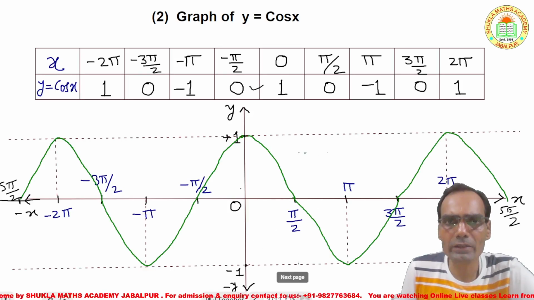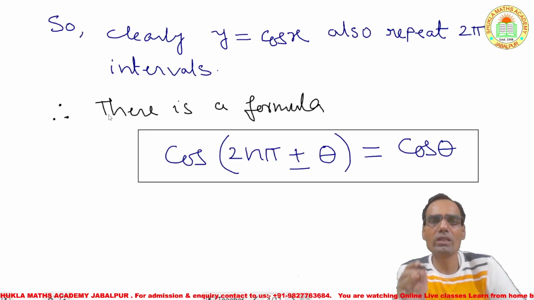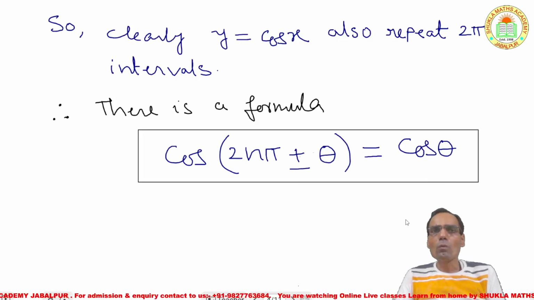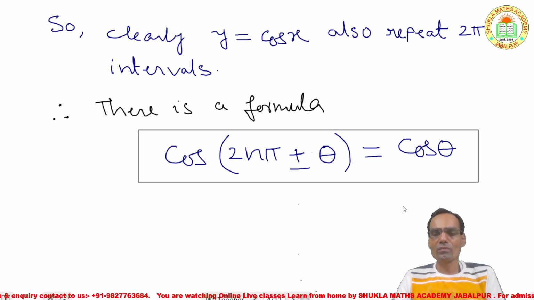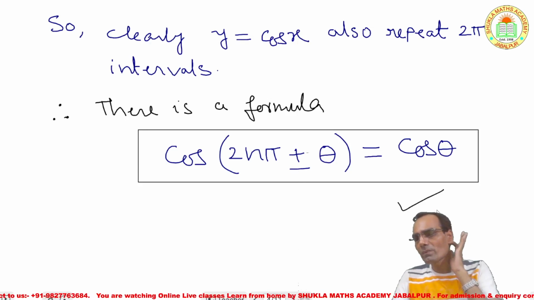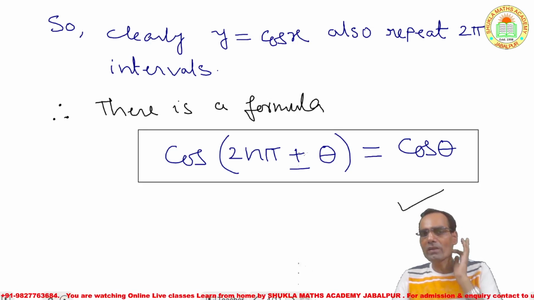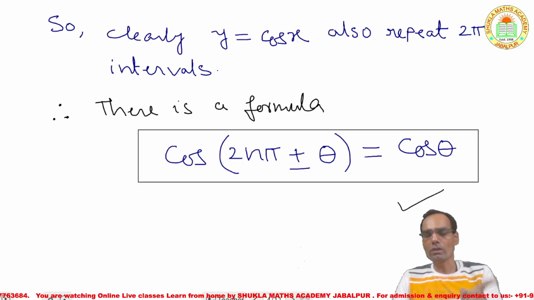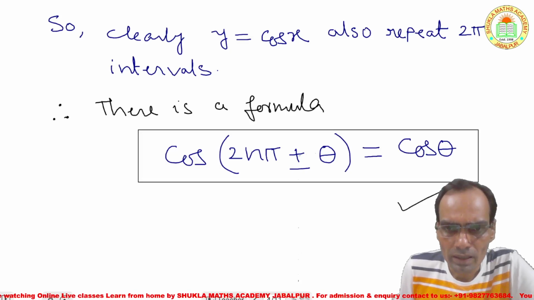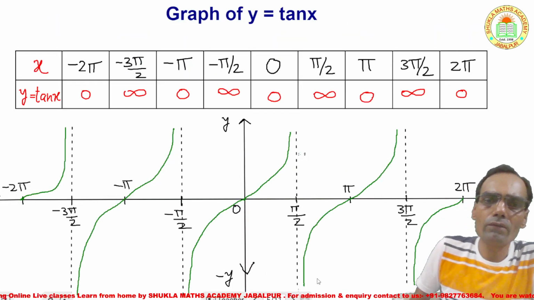So here one conclusion is coming. The conclusion is that y equal to cos x also repeats at 2 pi intervals. There is a formula: cos of 2n pi plus or minus theta is also cos theta. So dear student, you can remember these formulas. Both the formulas, sine of 2n pi plus or minus theta equals sine theta and cos of 2n pi plus or minus theta equals cos theta, right? Okay.